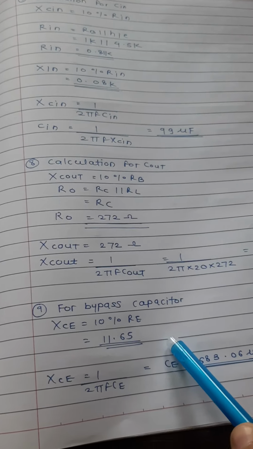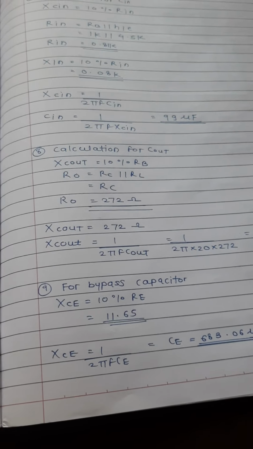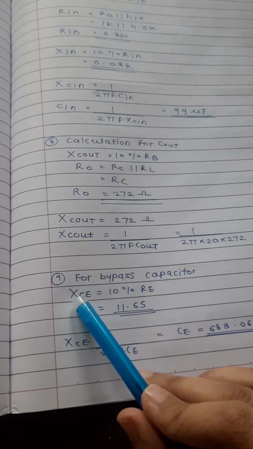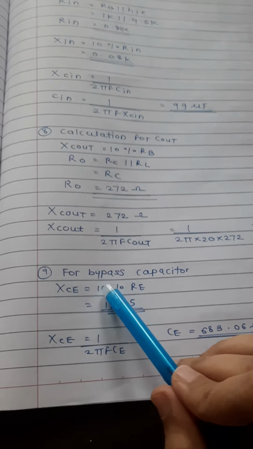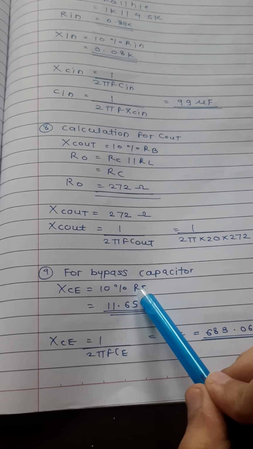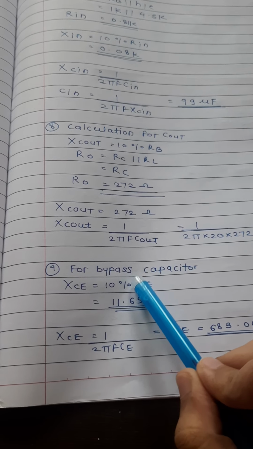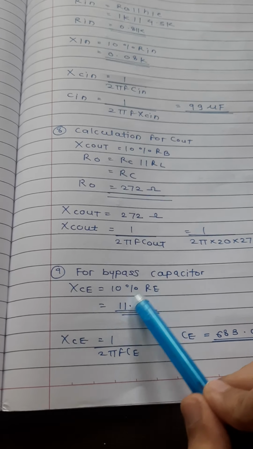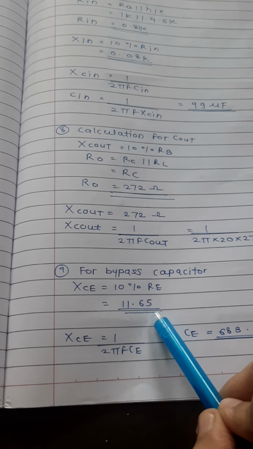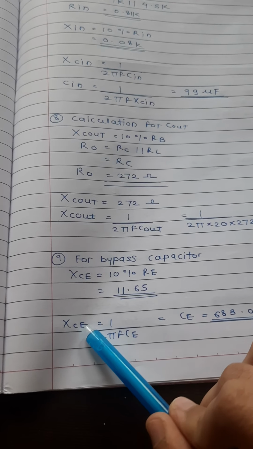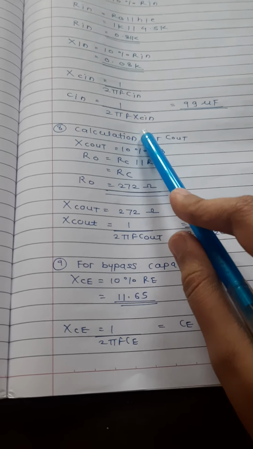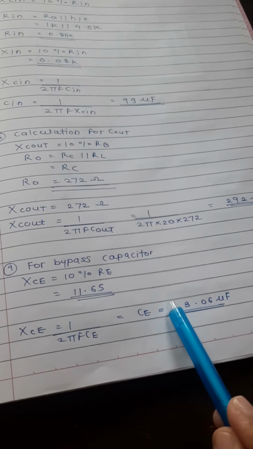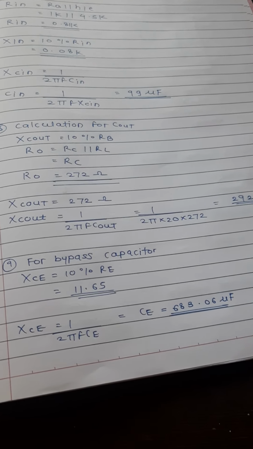Coming to the last parameter of our CE amplifier design problem, the bypass capacitor. Xce equals 10% of Re. We already have the value of Re, and 10% of Re means 11.65. So we have to calculate CE. Using the same procedure as for Xcout and Xcin, we get CE as 683.06 microfarad.